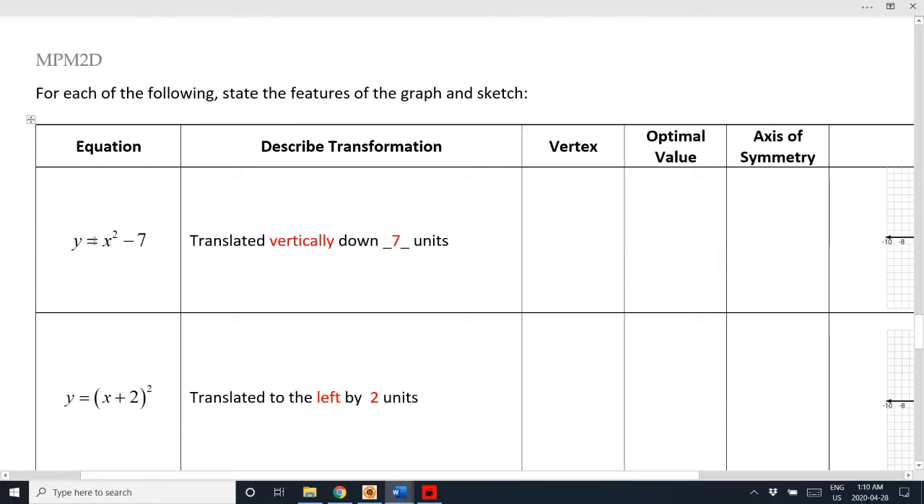So we can see here we don't have an h value. So we can say h is 0. So I'm just going to type this in, 0. And our k value here is -7. So we can put that as our vertex. And we know that it's going to open upward. So it's going to be a minimum value. So min at -7 when x is equal to 0.